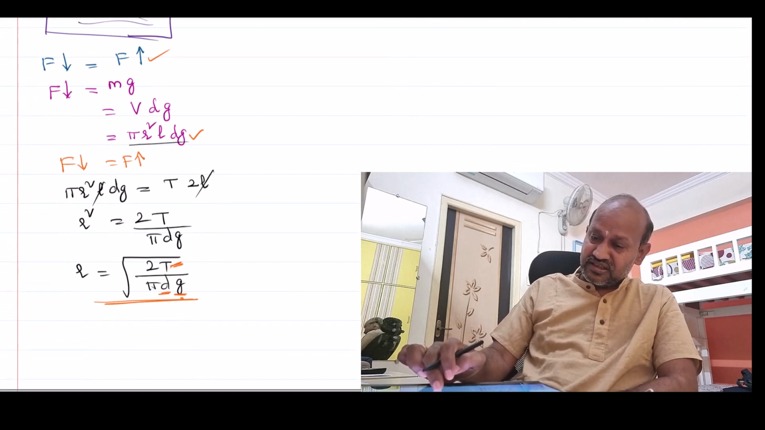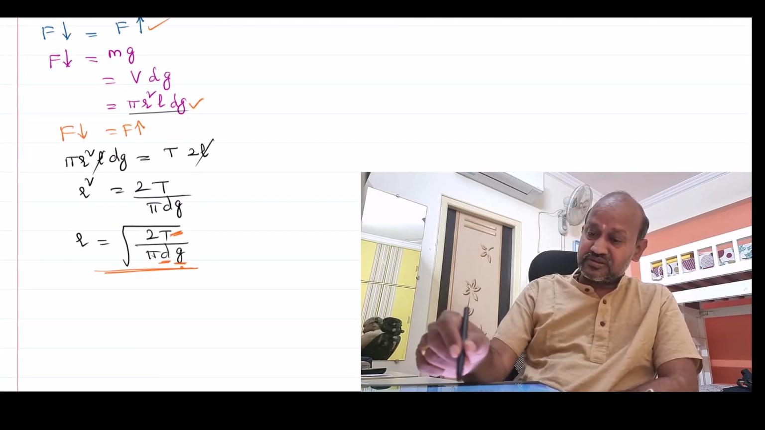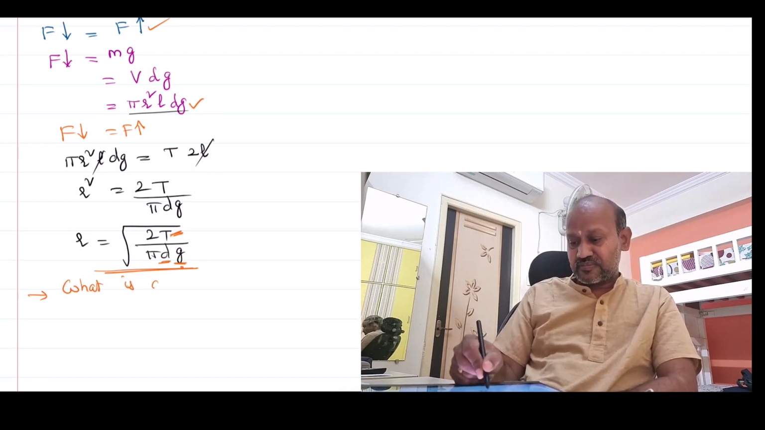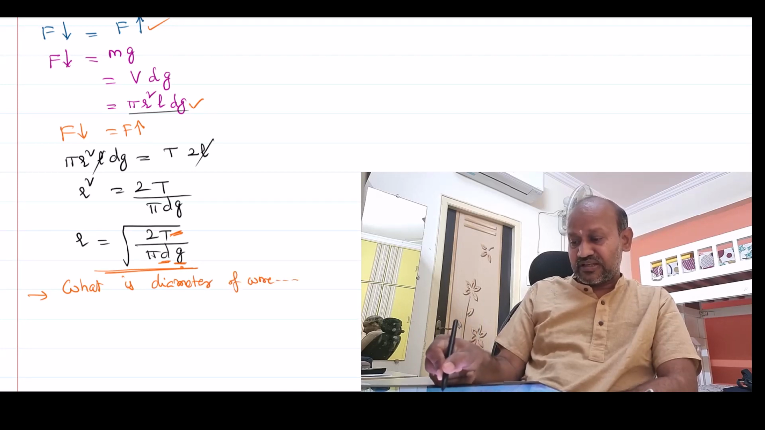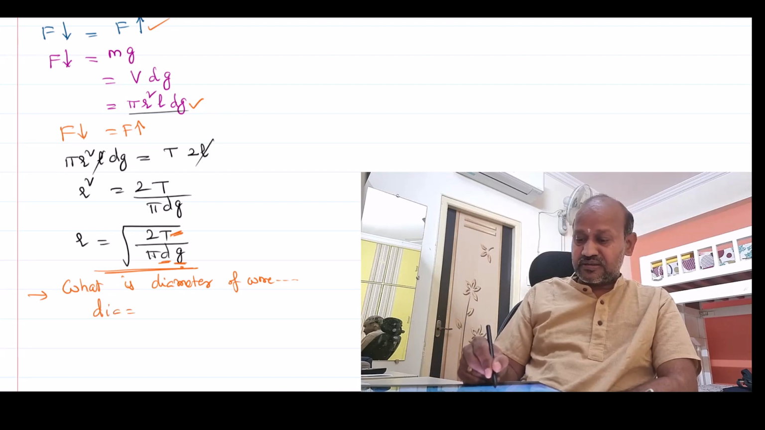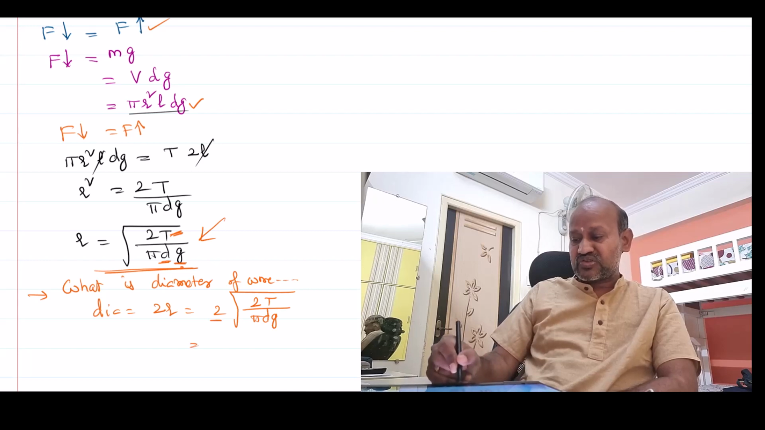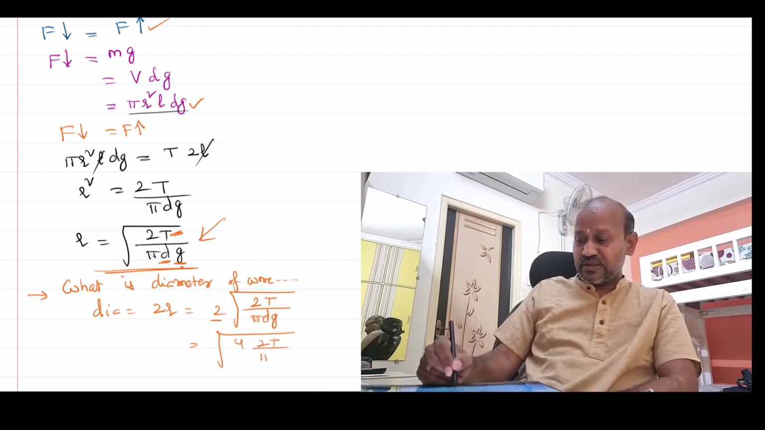Suppose I want to extend this a little further. Suppose somebody wants you to find the diameter of that wire. If that is the question, the maximum diameter of the wire is twice the radius. That is twice the radius we have already calculated here, 2 into the root of 2T by pi d g. Of course, you can take this 2 into the square root, and it becomes 4. So that's the square root of 4 into 2T by pi d g, which can be written as the root of 8 T by pi d g.